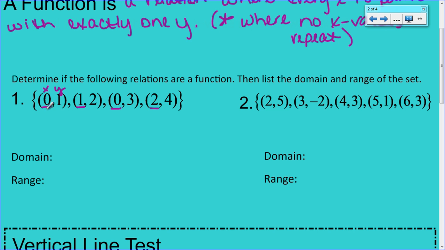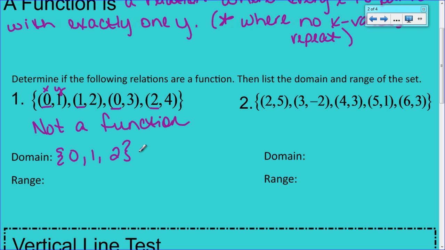If you will notice, this 0 and this 0, I have an x value that repeats because the number 0 showed up in the x place more than once. So this is not a function. We still can, however, list out the domain and range of this. For the domain, we're just going to list out all the x values, remember, in order from least to greatest, and we don't list things that repeat. So the smallest one is a 0. It shows up twice. We only write it once. Then a 1. And a 2.